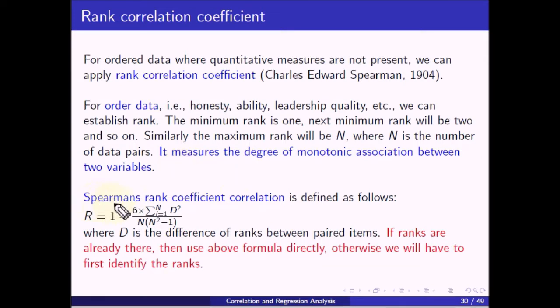Now the Spearman rank correlation coefficient is defined as follows. Capital R is equal to 1 minus 6 times the summation of d square, divided by n into n square minus 1, where d is the difference of ranks between paired items. If ranks are already there, then use the above formula directly; otherwise we will have to first identify the ranks.